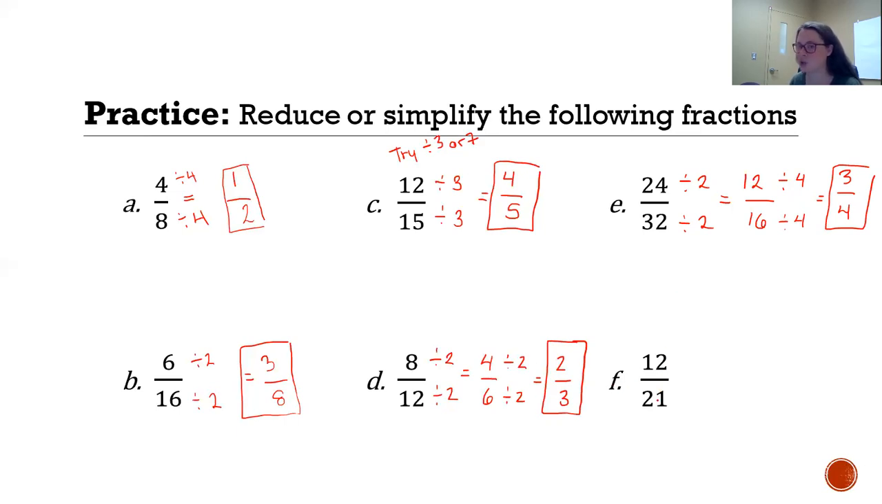For F, we have 12 over 21. Now this one is a tricky one because we have an odd number and an even number, and sometimes it can be hard to guess what you should divide by. But again, go back to this, try 3 or 7. So let's try 3. I usually will start with 3. More things divide by 3 than divide by 7. So we'll divide by 3. 12 divided by 3 leaves me with 4. 21 divided by 3 leaves me with 7.